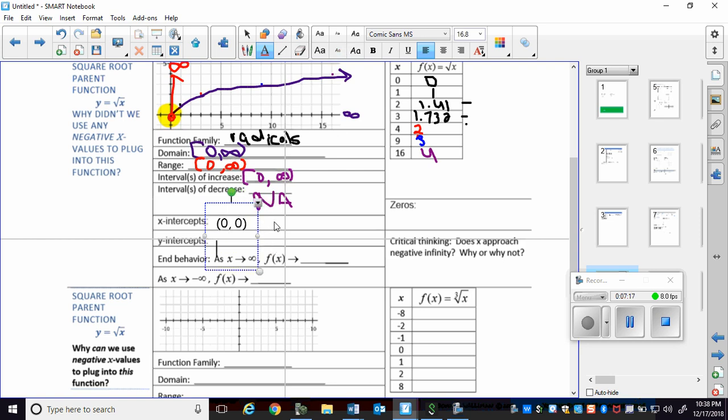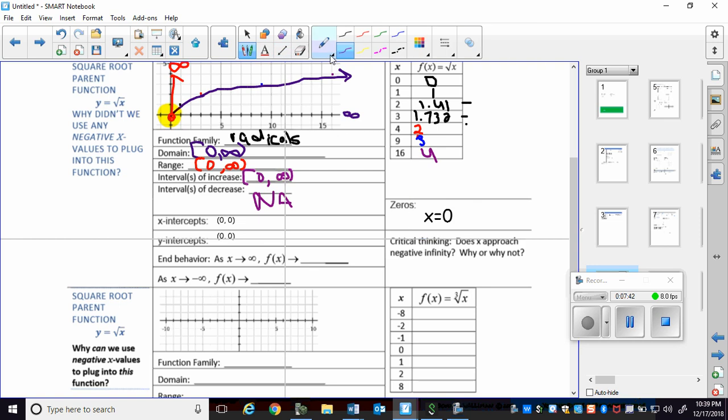And then for the y-intercept, (0, 0), close parentheses, and there we go. And that means for my actual zeros, x equals 0. So the end behavior, as x moves towards the right, towards positive infinity, y increases. Now, as x moves towards negative infinity, y goes to literally 0. It just stops at 0.